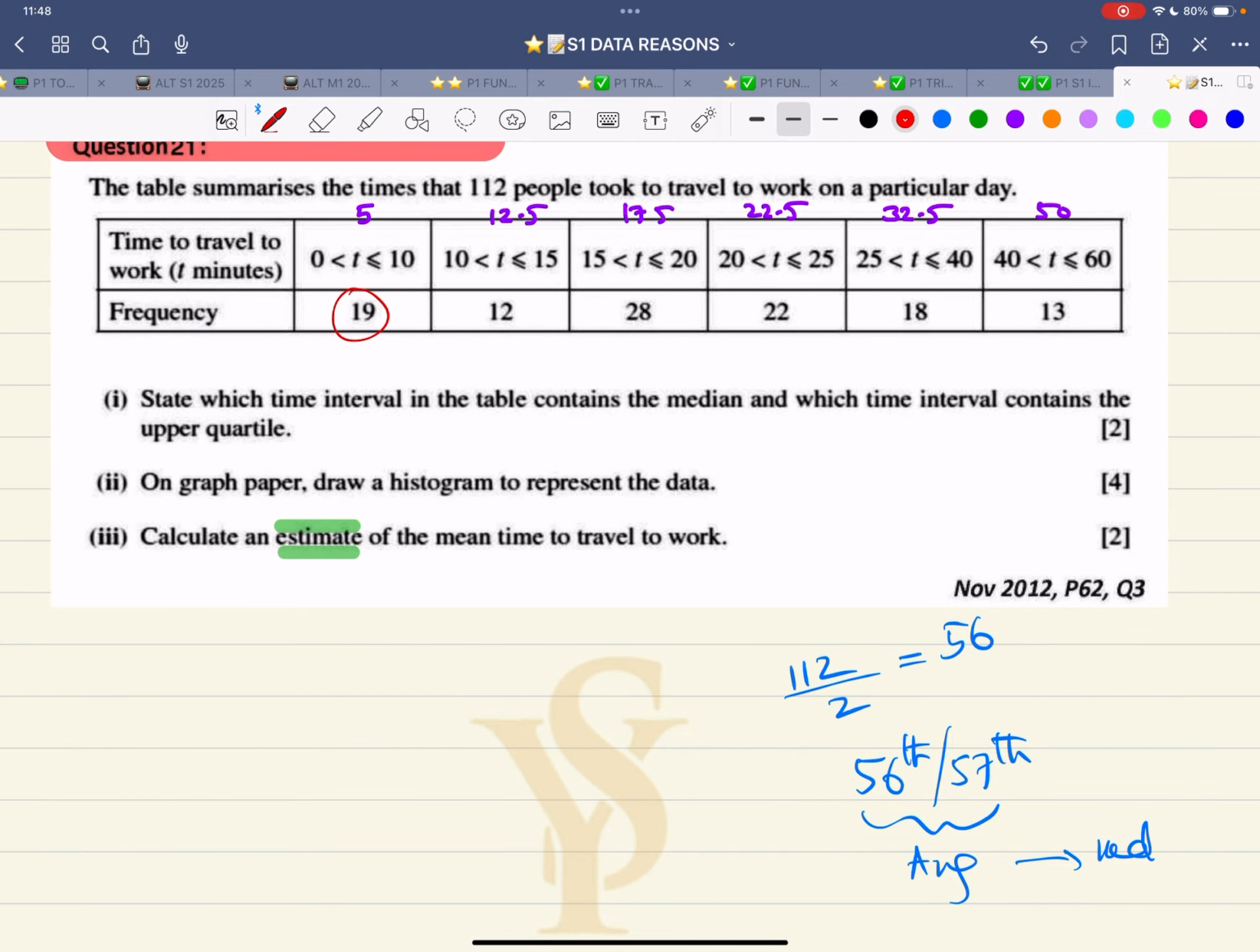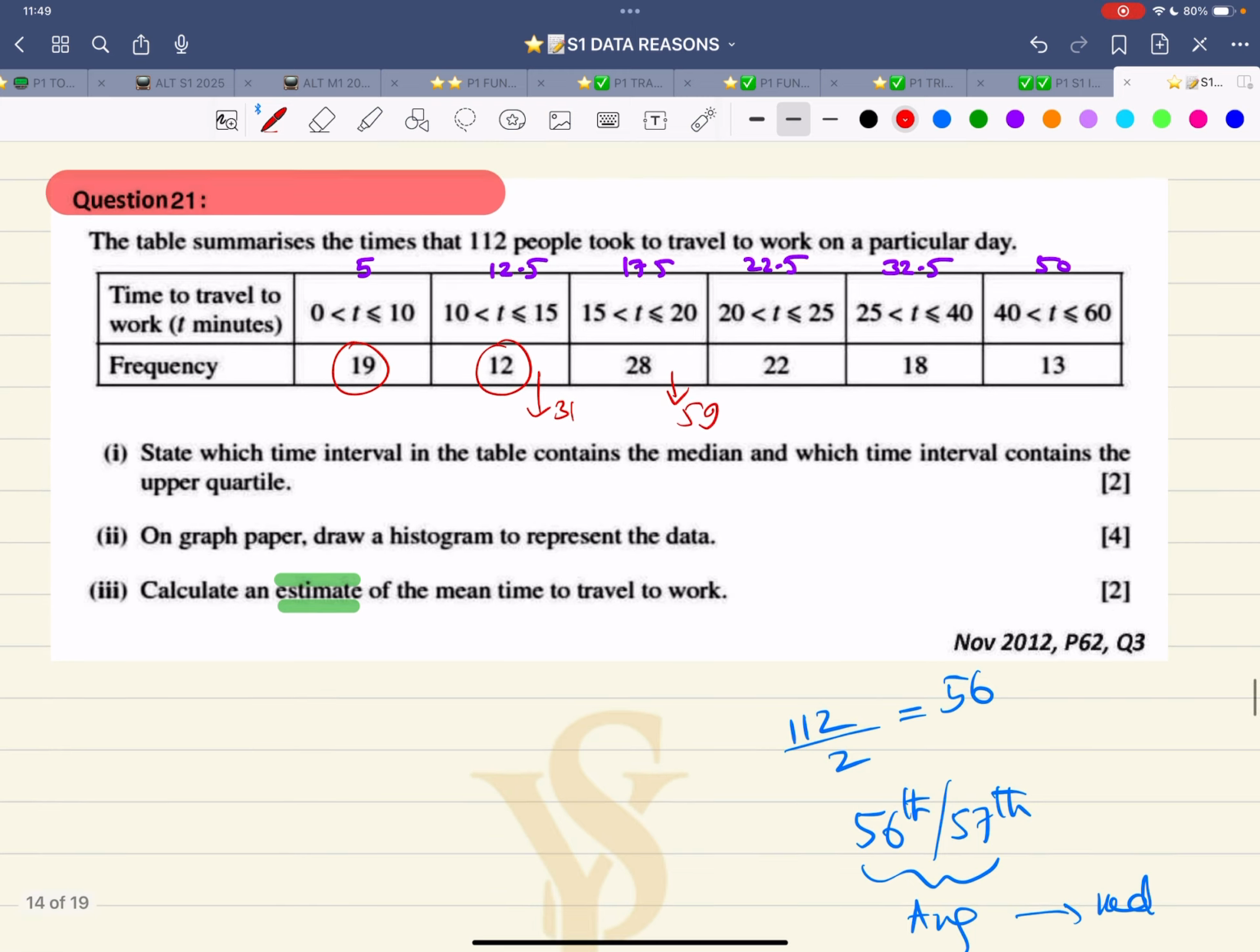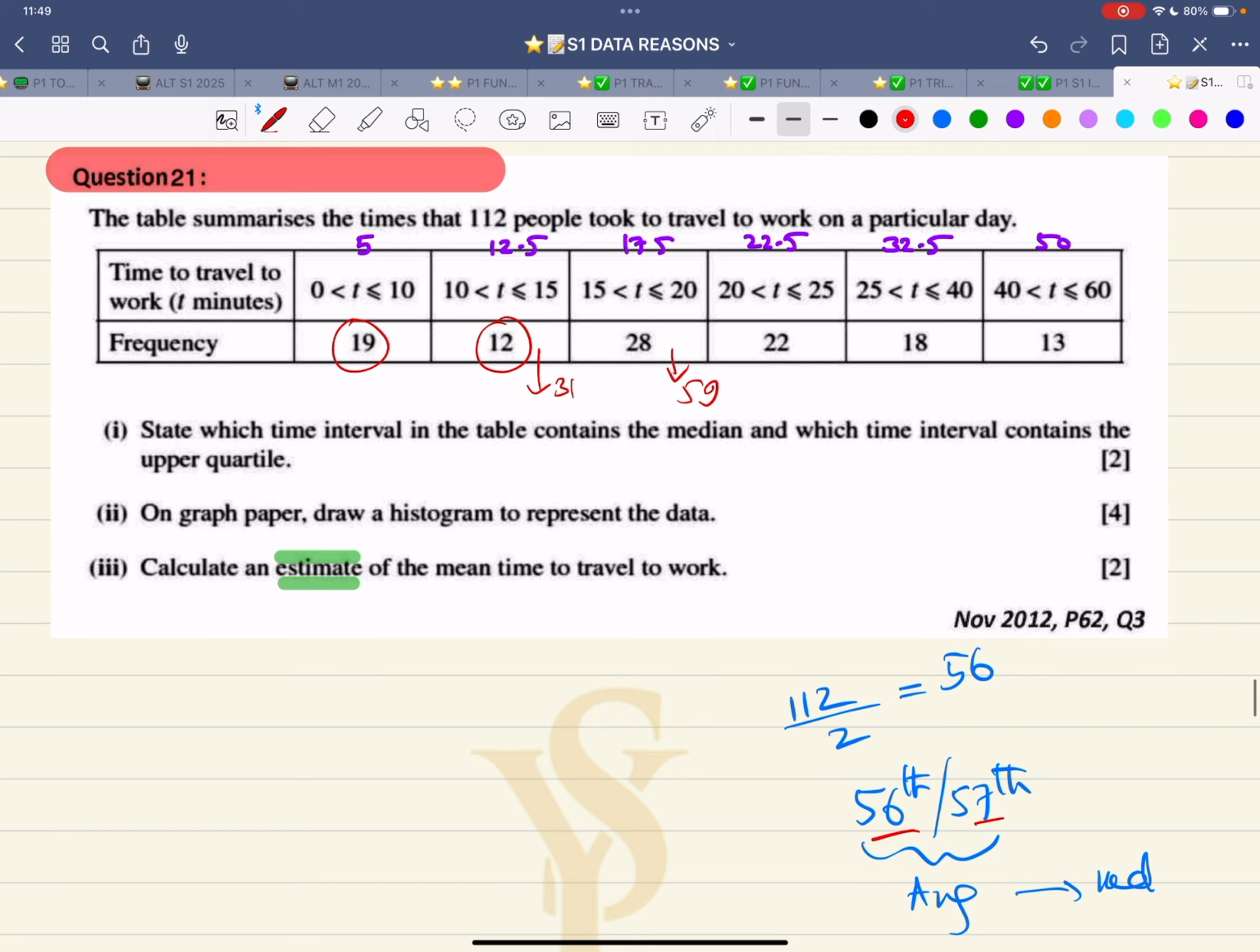This is 19 plus 12. That is 31. So up till here is 31. 31 plus 28 is 59. That means the 56th and the 57th value is over here. So the 56th value is also here, and the 57th value is also over here.